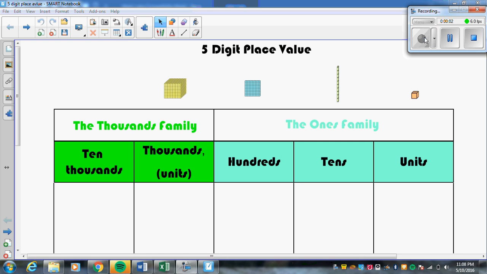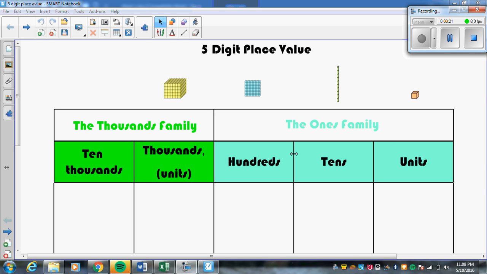Okay, F1. This week we're going to look at place value, up to 5 digits. Now it's not that much different from 3 digits or 4 digits. It's just adding another column, and that's the 10,000 column. Quick review. First of all, we start with the ones family.